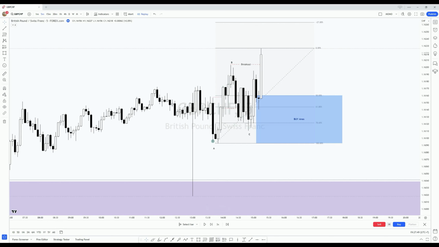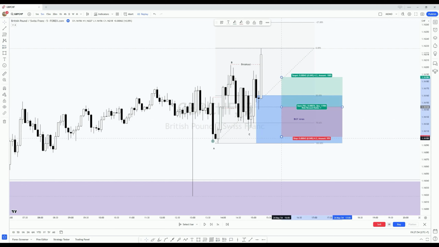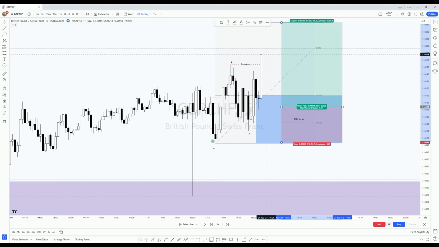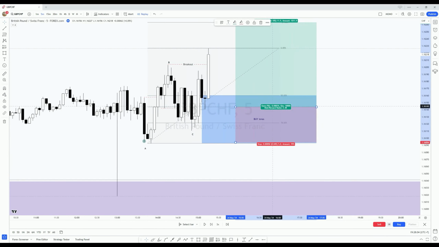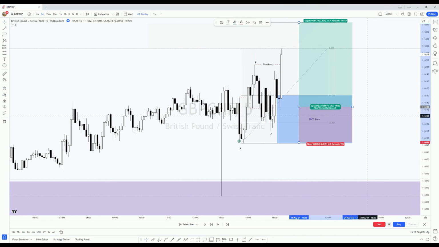Let's place it at 61.8% and the stop loss at 100%. Take profit at minus 27. Risk reward ratio is the same, 2.38. So it's exactly the same risk reward ratio.